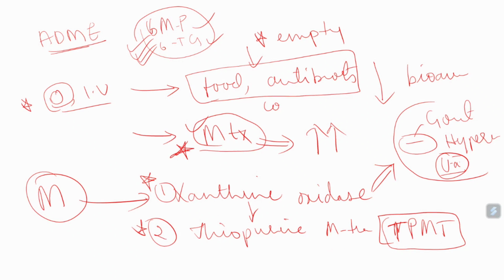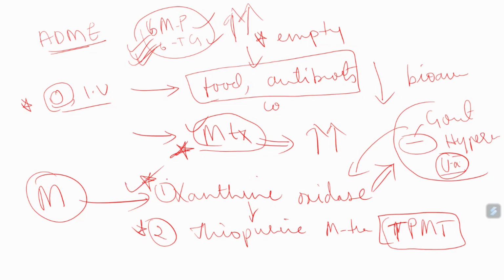This is one important point. If a xanthine oxidase inhibitor is given to a patient who is taking 6-mercaptopurine and 6-thioguanine, what will happen? Anybody from the class? Yes, metabolism of 6-mercaptopurine will decrease and it causes toxicity. So never advise a xanthine oxidase inhibitor along with 6-mercaptopurine and 6-thioguanine. One important point you understood.